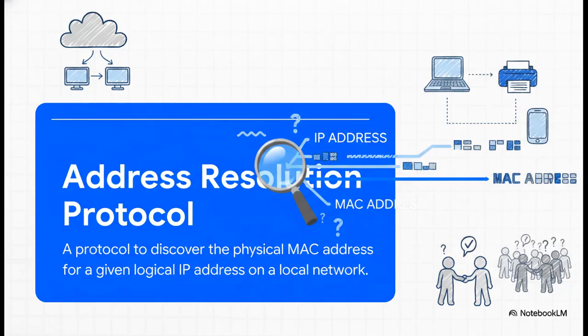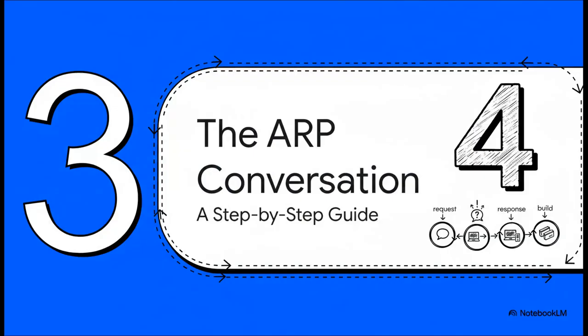So at its heart, ARP is really just a simple question and answer system. Its whole purpose in life is to discover a physical MAC address when all it knows is a logical IP address. You know, without ARP, all the devices on your Wi-Fi would be like strangers in a crowded room. They could see each other, but they'd have no way to actually start a conversation. All right, so how does this magic translation actually happen? Well, it's not magic at all. It's a really elegant 4-step dance of request and response.